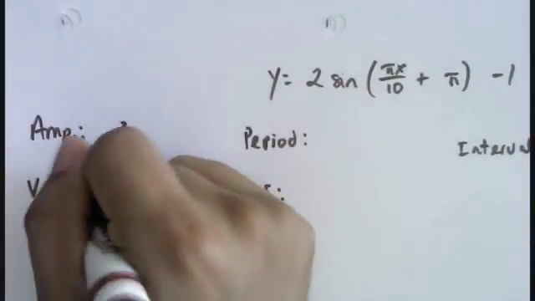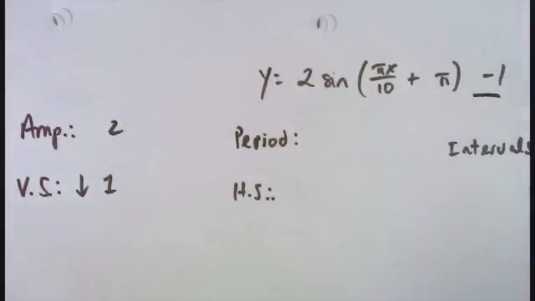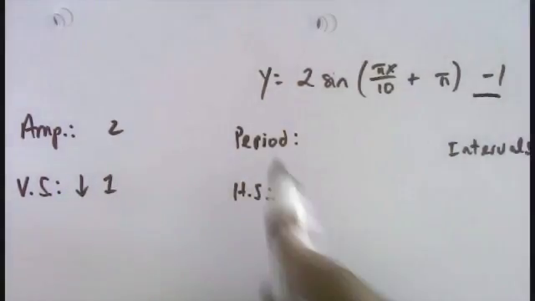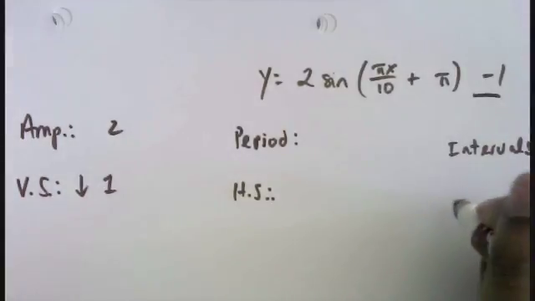Our vertical shift, we're going down 1 unit this time. The way I know that is because of the minus 1 at the end. Period and horizontal shift, again, I need to be real careful here. I'm going to do the side work here. I'm going to factor out a pi over 10.